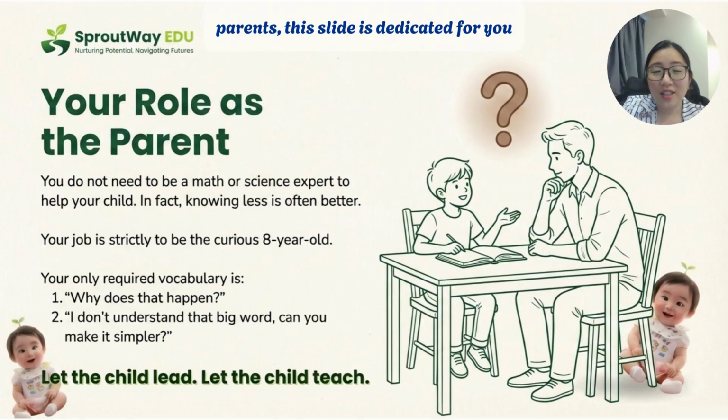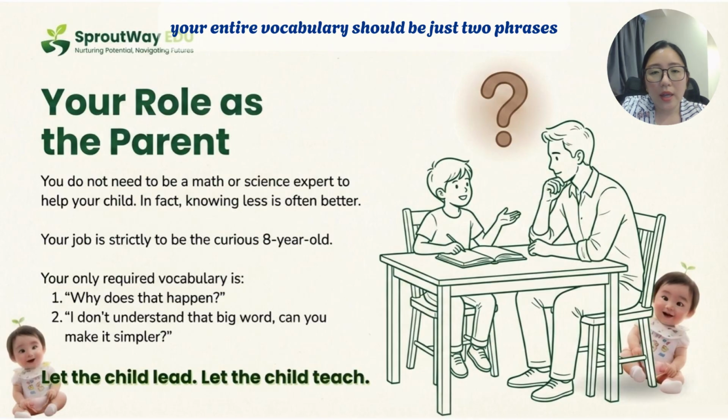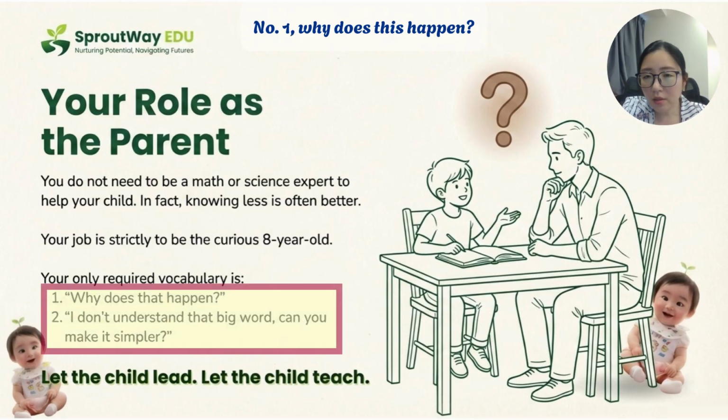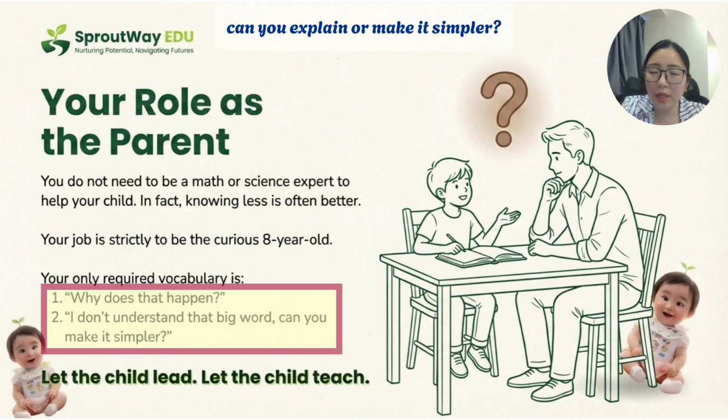Parents, this slide is dedicated for you and I want you to feel relieved. You do not need to be a science or maths expert to do this. In fact, if you are an expert, you need to pretend you are not. Your job is simply to be a curious 8-year-old like QQ. Your entire vocabulary should be just 2 phrases. Number 1, why does this happen? And number 2, I don't understand that particular word. Can you explain or make it simpler?